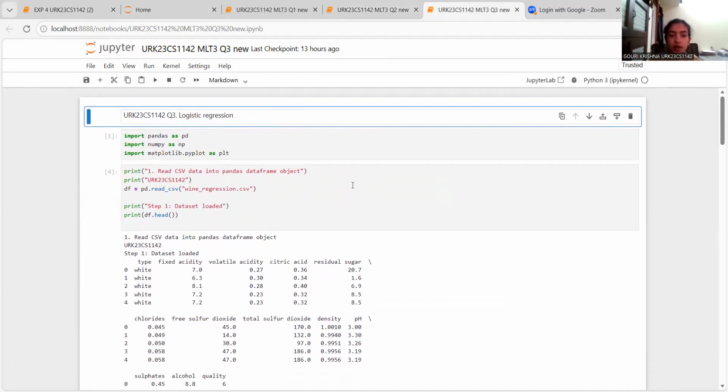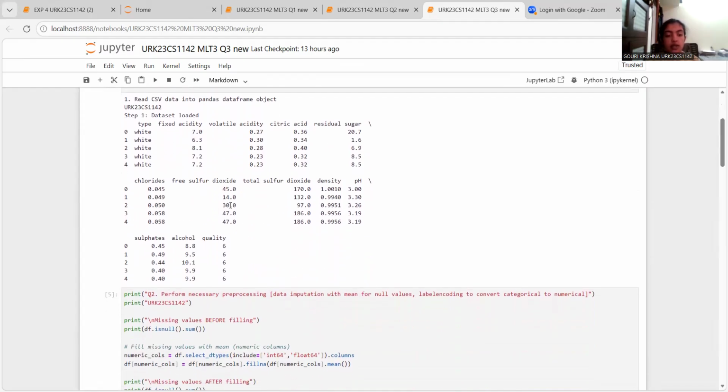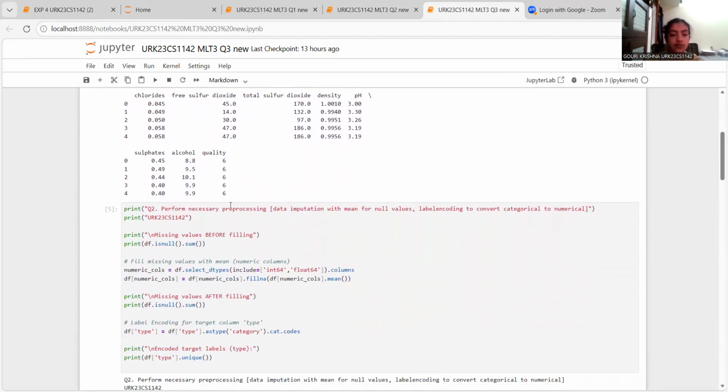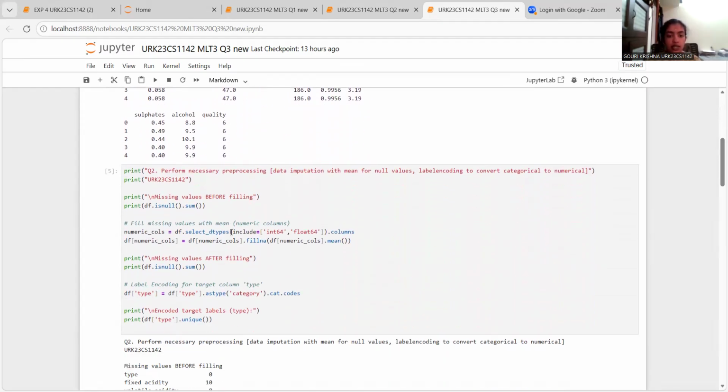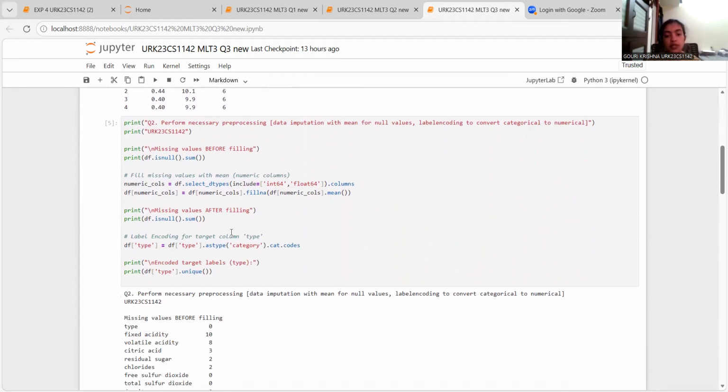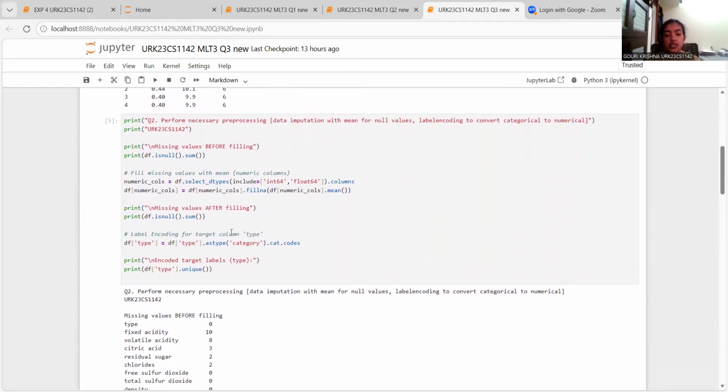And the third one is the logistic regression. Logistic regression is used for classification problems. In this program, we classify the wine type using logistic regression. So step one, as usual, we'll import all the libraries and load the data set, and then it is data pre-processing. Here the missing values are filled using the mean.